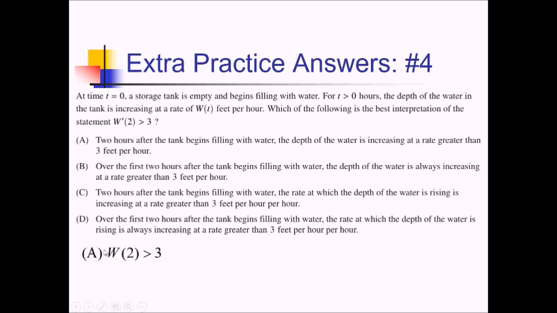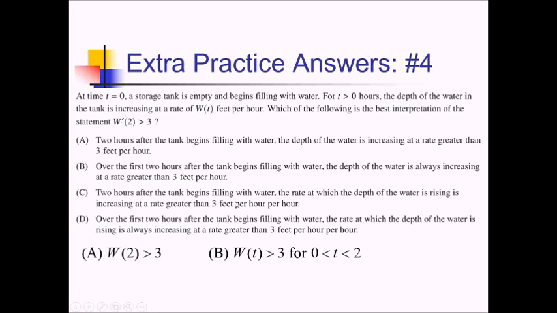Choice A is not the prime, it's just the original function, because the original function was the rate at which the depth was increasing. Choice B, over the first 2 hours the tank begins filling, the depth of the water is always increasing at a rate greater than 3. Well, this is saying for time 0 to 2, W of t is greater than 3. So pretty much what we were saying in A, except they're saying that this is true for the entire time period from 0 to 2. And that isn't really quite what the original was saying here. That's not W prime of 2.